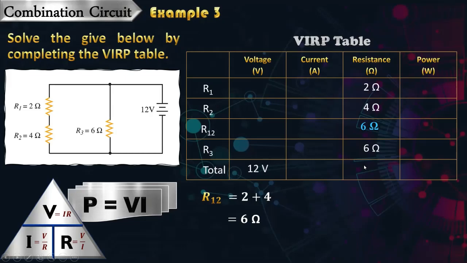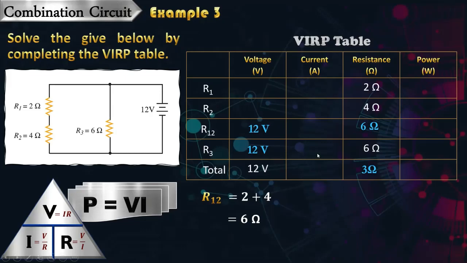To get the total resistance of R12 and R3, since they have the same value, which is 6, we use the shortcut: 6 divided by 2, since there are only two resistors. So that is 3 ohms. Now, take note, class, since it is parallel, remember, the voltage of the individual and the total is the same.